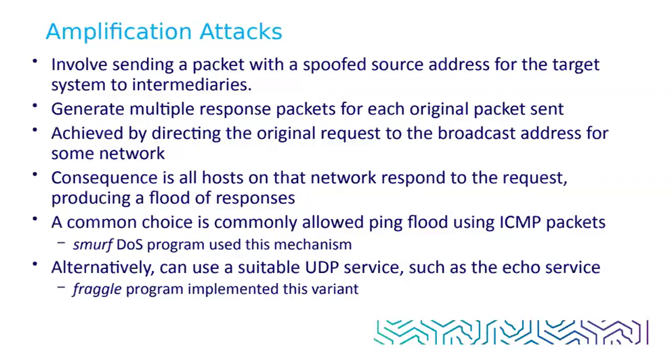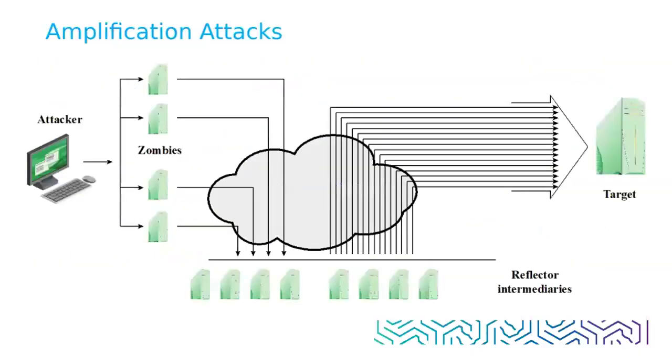Then the amplification attack. Let me show you the diagram. See, an amplification attack is an advanced form of reflection attack. So in this, the attacker will send the request with the victim's spoofed IP address to intermediary systems. Then they generate multiple or much larger responses than the original request.